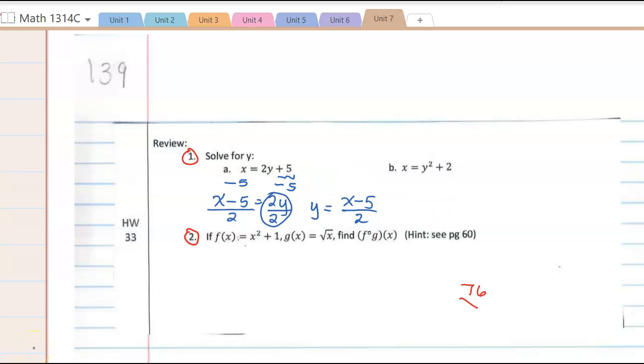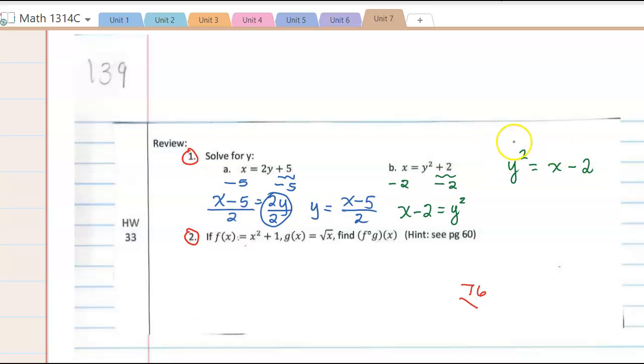Solving for y in problem B, I need to get rid of this plus 2, so I'm going to subtract 2 from both sides. When I do that, I have x minus 2 is equal to y squared. Using the symmetric property, I'm going to write this as y squared is equal to x minus 2.